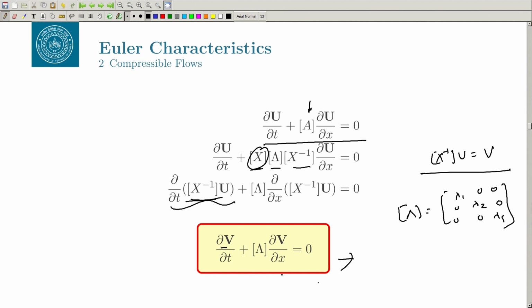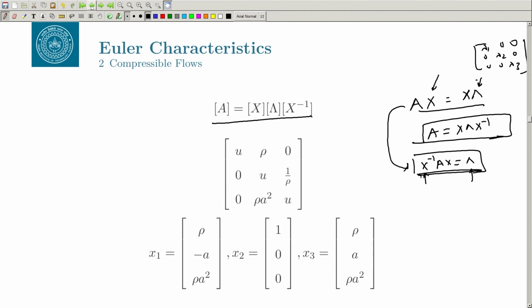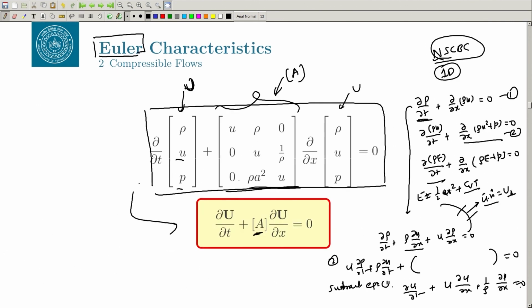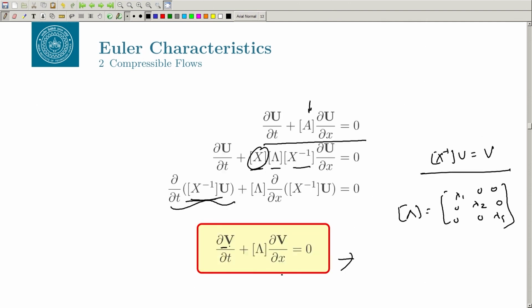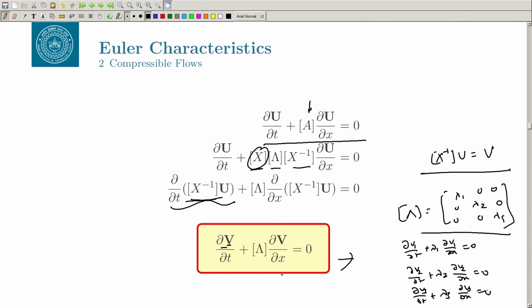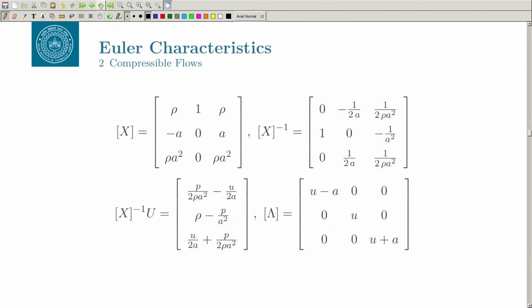So, now it is a decoupled equation, right. Earlier it was coupled. If you look at the earlier equation that we had, this is a coupled equation, you cannot decouple rho, u and p, but now in terms of the new variable which is given by v, this is a decoupled equation. So, you can write dv1 by dt plus lambda 1 dv1 by dx equal to 0, dv2 by dt plus lambda 2 dv2 by dx equal to 0, and so on, lambda 3 dv3 by dx equal to 0. Now what we learn here is that we have decoupled the equation, and what are the values of v? Let us look here.